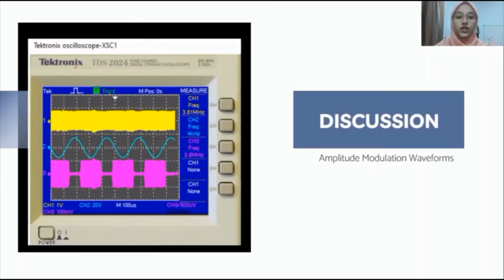Next, moving on to discussion. As you can see, this is our amplitude modulation waveform. On channel 1, we have transmission frequency 3.81 MHz. On channel 2, we have information frequency 4 kHz. And lastly, we have modulated signal frequency 3.8 MHz. Our project is successful as our simulated results are the same as the expected result.